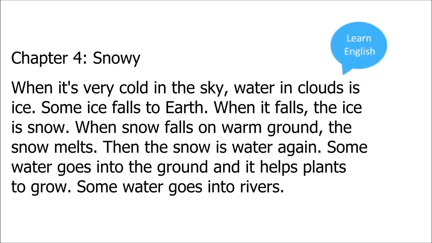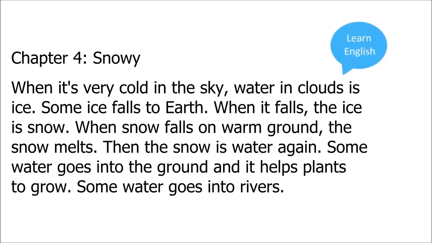Chapter 4. Snowy. When it's very cold in the sky, water in clouds is ice. Some ice falls to Earth. When it falls, the ice is snow. When snow falls on warm ground, the snow melts. Then the snow is water again.